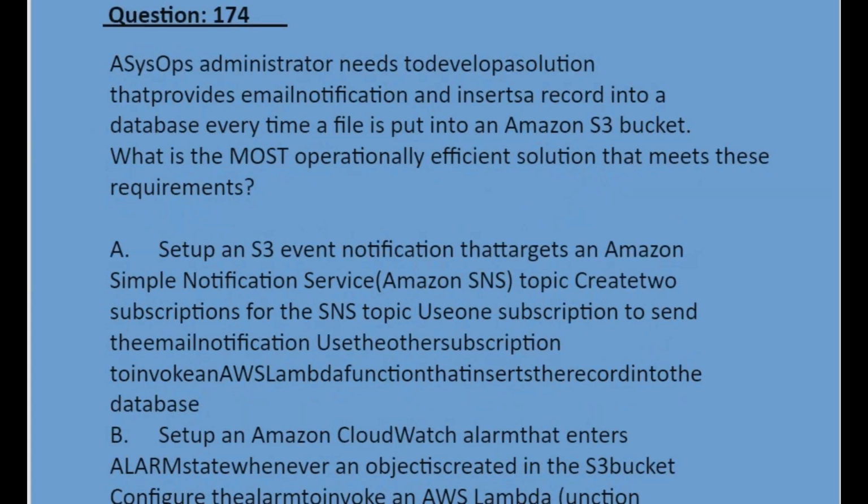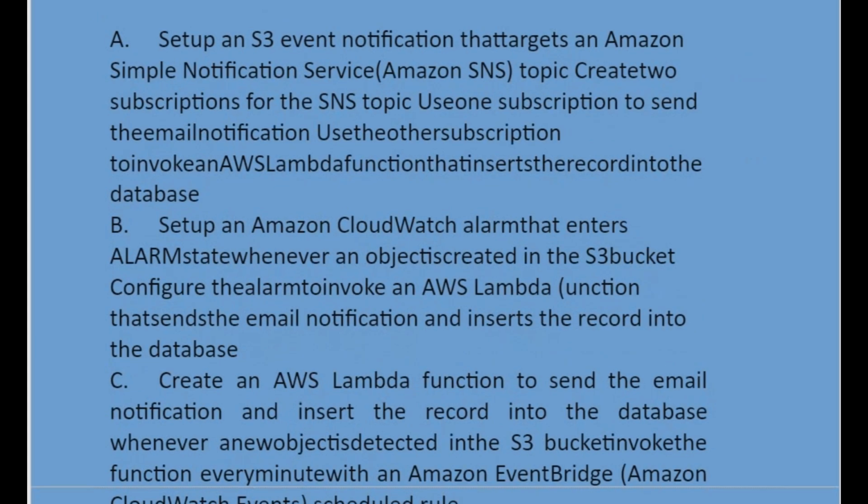Option A. Set up an S3 event notification that targets an Amazon Simple Notification Service (Amazon SNS) topic to create two subscriptions for the SNS topic. Use one subscription to send the email notification. Use the other subscription to invoke an AWS Lambda function that inserts the record into the database.